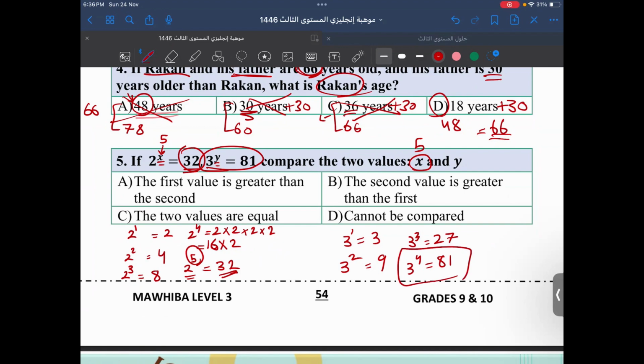So I have this here, 3 to the power of 4 equals 81. So this y would equal what? 4. 4, exactly. So now I have the value of x and I have the value of y. And now I'm going to compare. This is the first value and this is the second value. So which one will be the answer? A. A, exactly, excellent. So I found the value of x in this equation. I found the value of y in this equation. And then I compared between them.